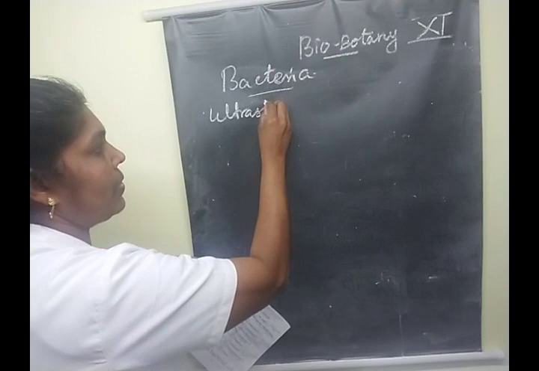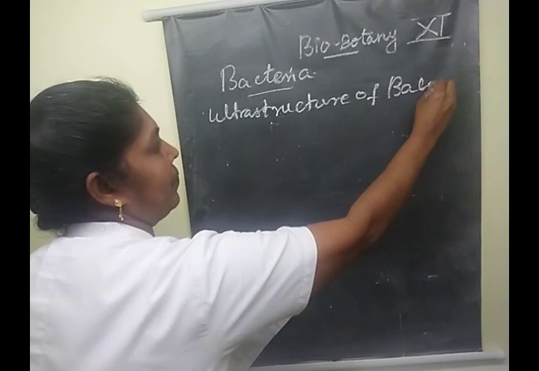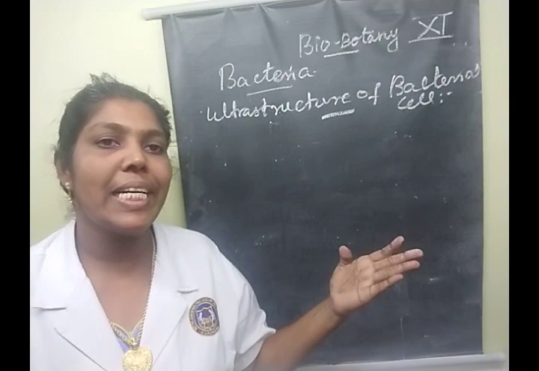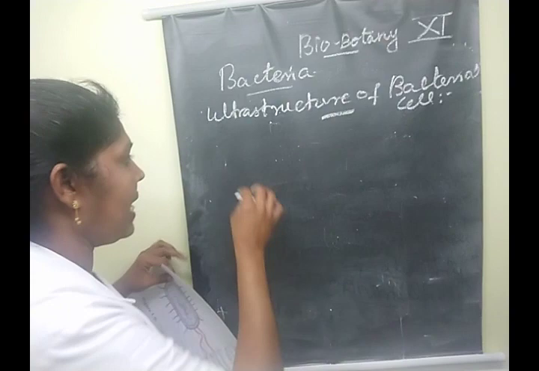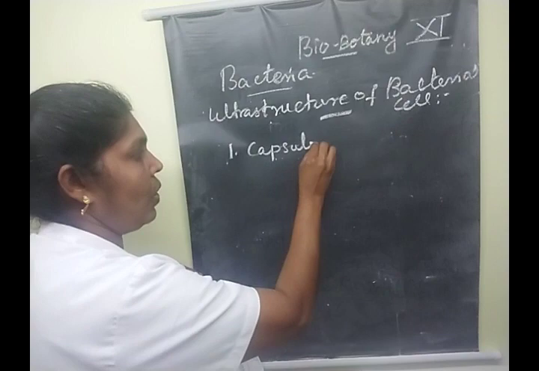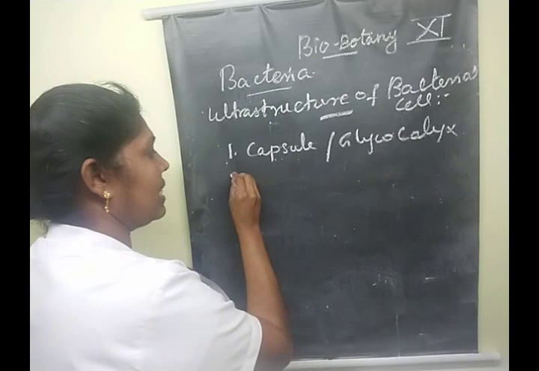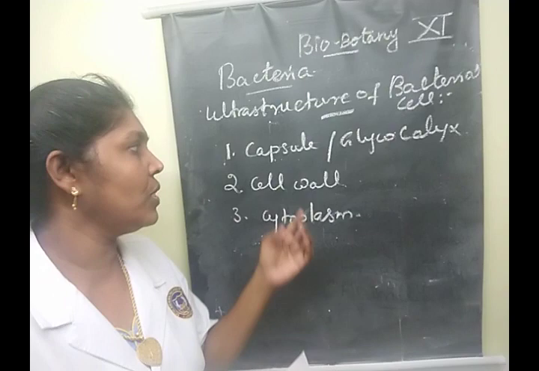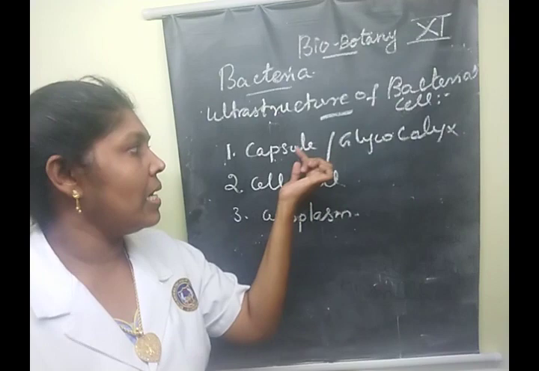Ultrastructure of the bacterial cell. Clear? Yes. The bacterial cell shows mainly three layers, children. What are the three layers? The first one comes under capsule or glycocalyx. Then the second one is the cell wall. And the third layer is the cytoplasm. Understood, children? The bacterial cell shows three layers: capsule or glycocalyx, cell wall, and the cytoplasm.